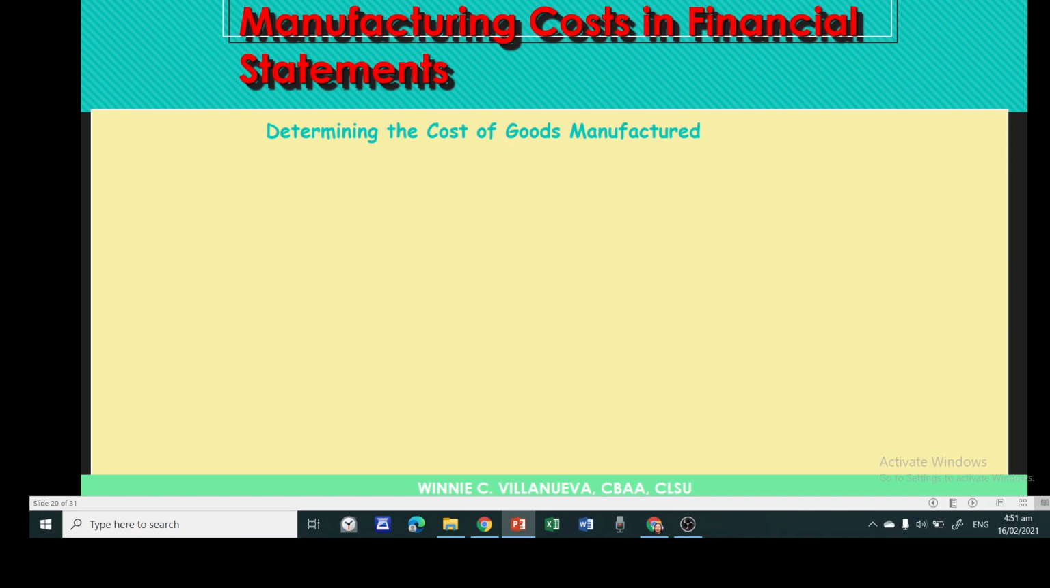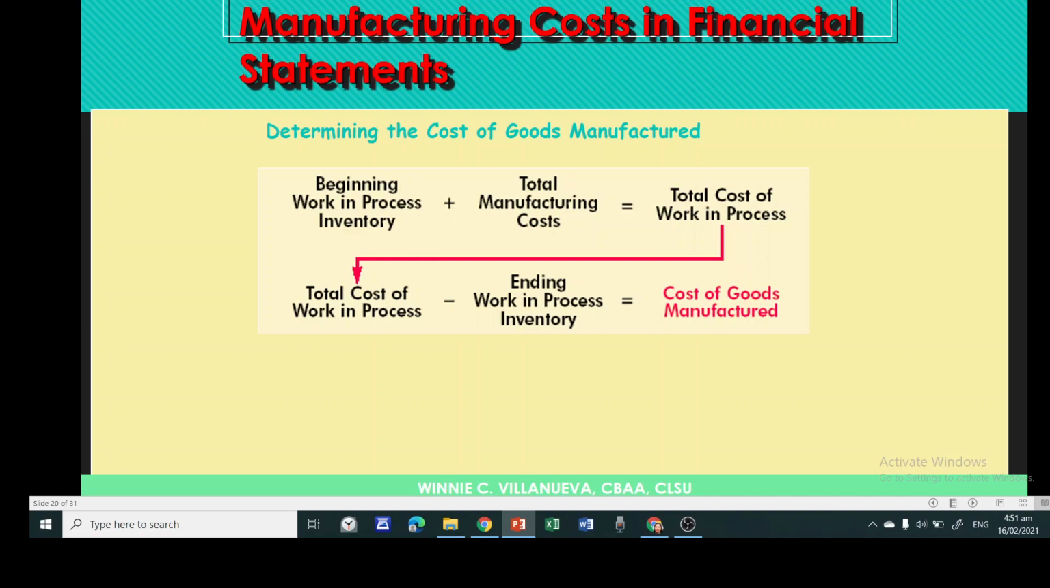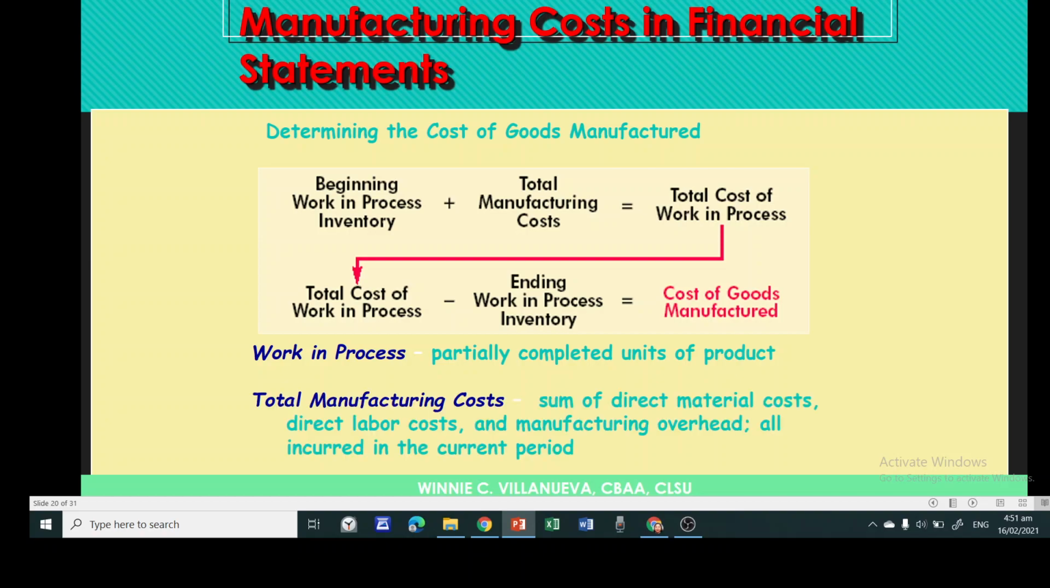And how are we going to determine the cost of goods manufactured? You need to know the beginning inventory of the work in process, add manufacturing cost. Ano ni manufacturing cost? Okay, correct. You have DM, DL, MOH, and then you have total cost placed in process or total cost of work in process. You deduct the ending inventory. You have now the cost of goods manufactured. So we have the definition of work in process, syempre partially completed. Then you have the total manufacturing cost again.